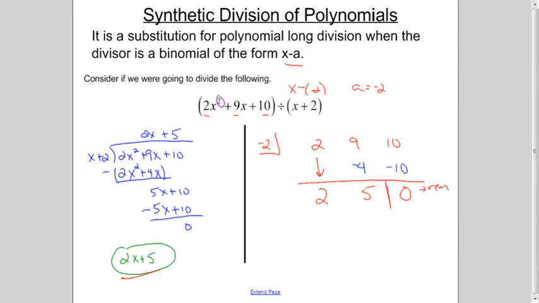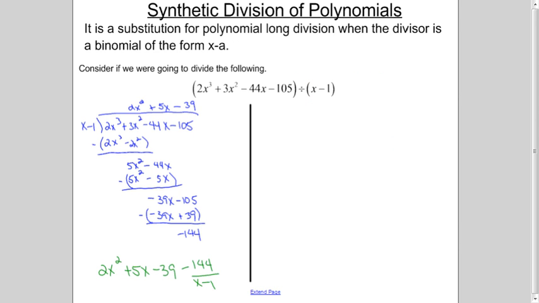So that means that the first term in the answer will be linear. This will be 2x plus 5, and that is the answer. Again, same answer I would get through polynomial long division, just much quicker. It's a really cool method. It's a shorthand for it, somewhat abbreviated. Let's do a couple more examples.